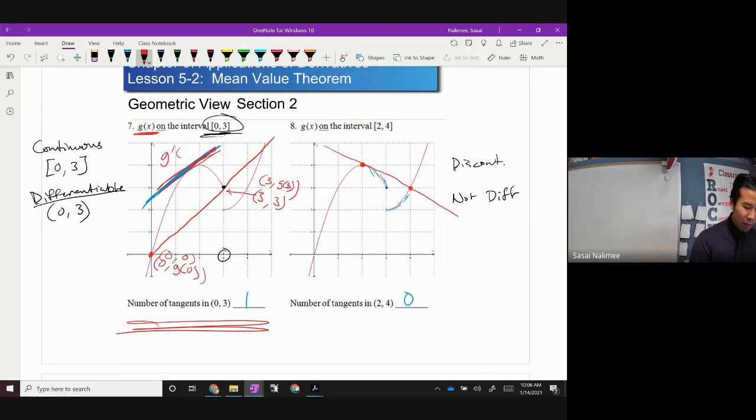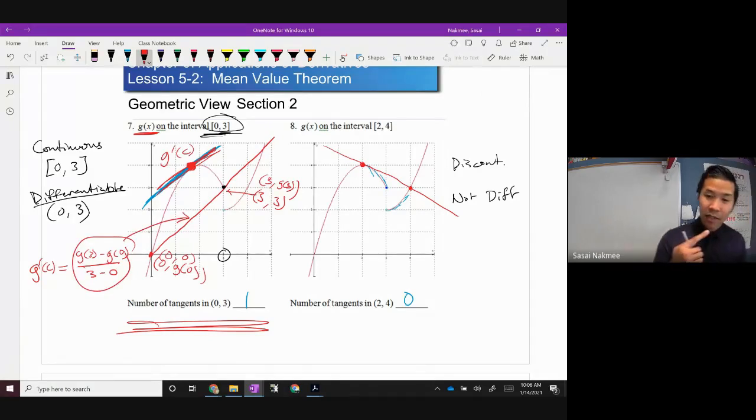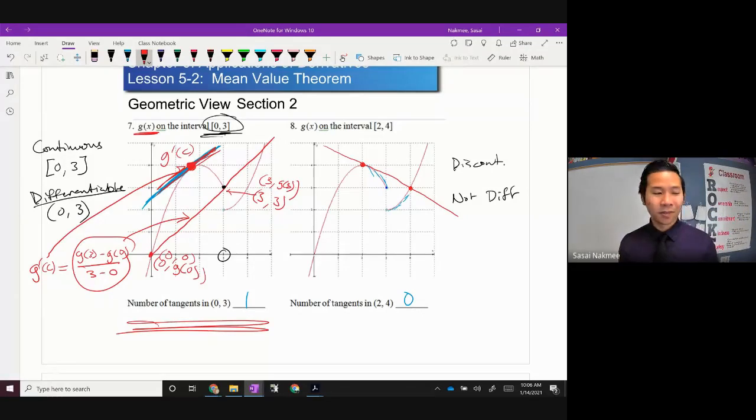And all I'm stating is that this tangent line right here, this g prime of whatever that point is, we'll call it c, right? The derivative evaluated at this particular point, g prime of c, is going to equal, you ready? g of 3 minus g of 0 divided by 3 minus 0. I'm calculating this, which is the slope of this secant line, and I'm saying that I can calculate the derivative at c, and it's going to equal that same value.